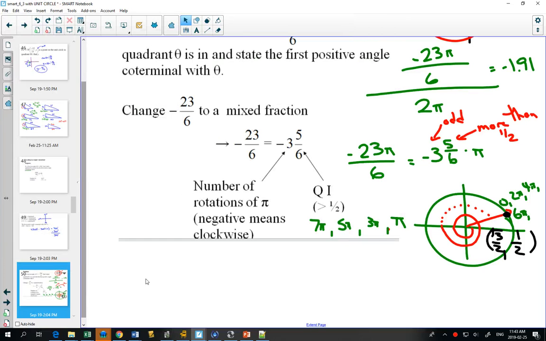So if we're able to change it to a mixed fraction, and one of the beautiful things about radians is that if you have a fraction that's in lowest terms, like 23 over 6, can't be reduced any further, you know that that's part of the pi over 6 family. You just have to find out what quadrant it's in, and then you can do all the mental math and figure out sine, cos, and tan quickly.